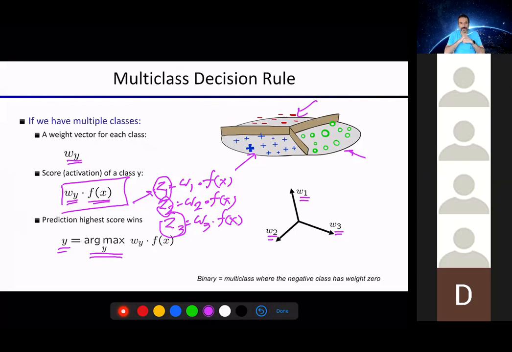Any question about this? So this is the way the multi-class classifier works, the multi-class perceptron basically works.